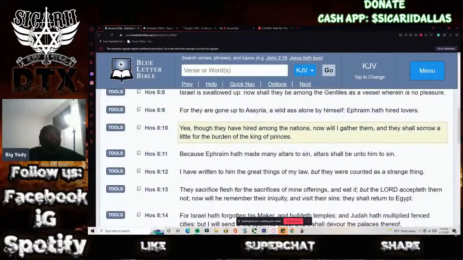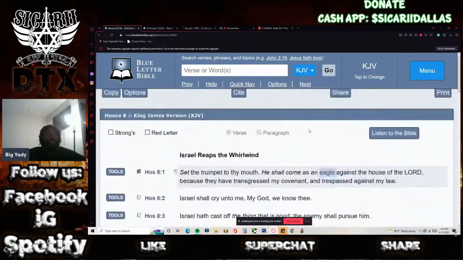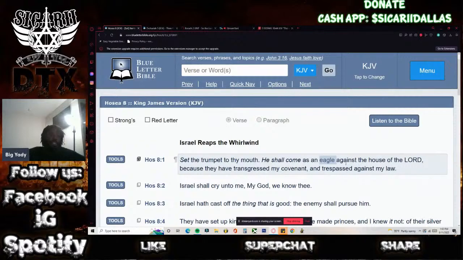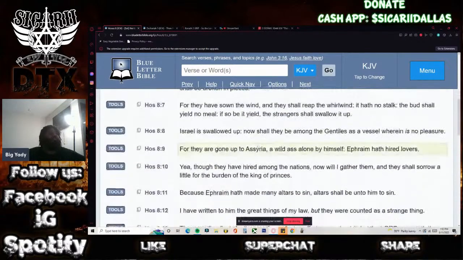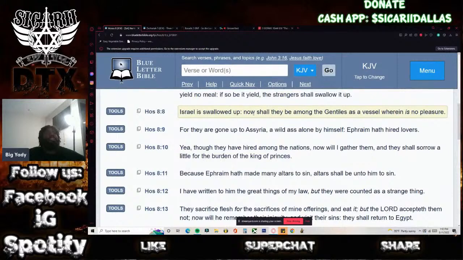Let's jump to verse 8 to show how this is tied in with Zechariah chapter 5. Israel is swallowed up through them coming up against the house of the Lord, coming up against the Israelites for transgressing the laws of God. Israel is swallowed up. Now shall they be among the Gentiles as a vessel wherein is no pleasure.